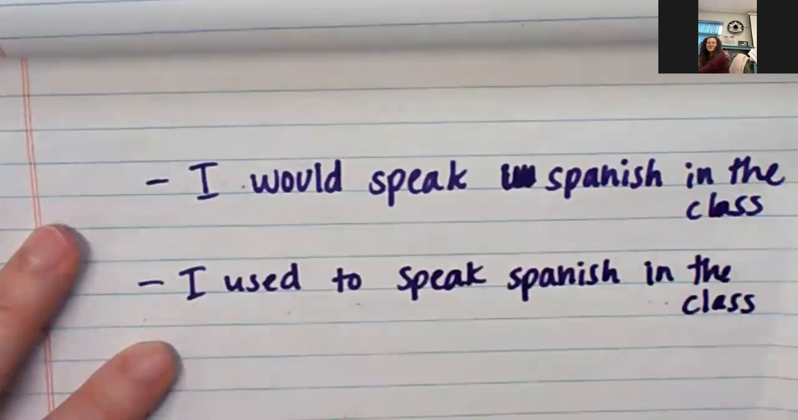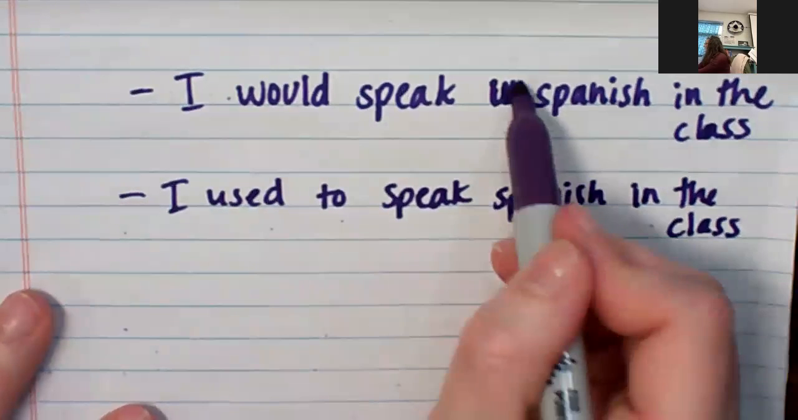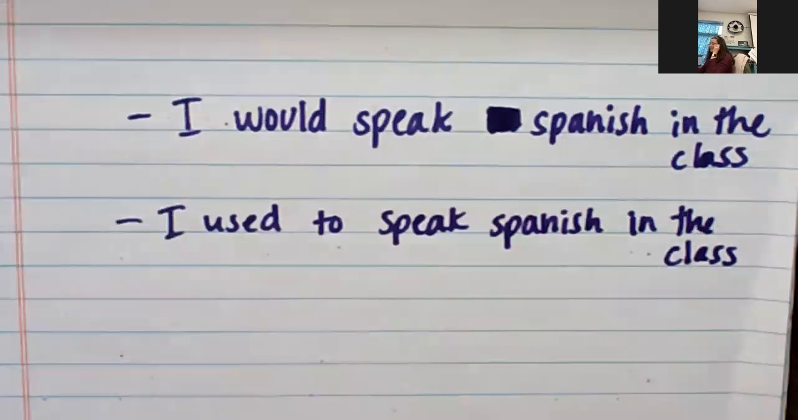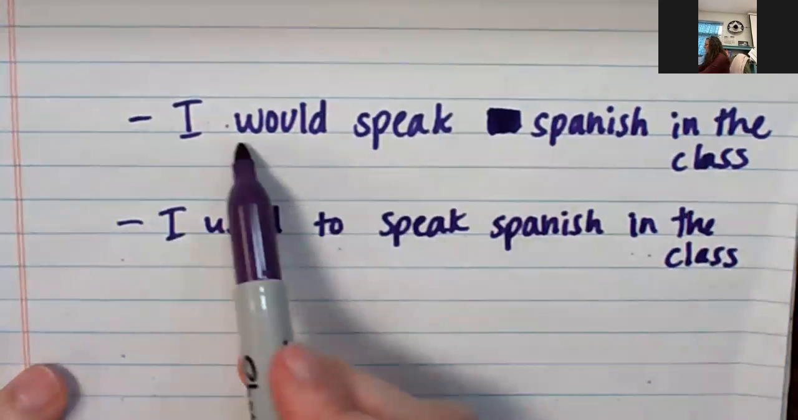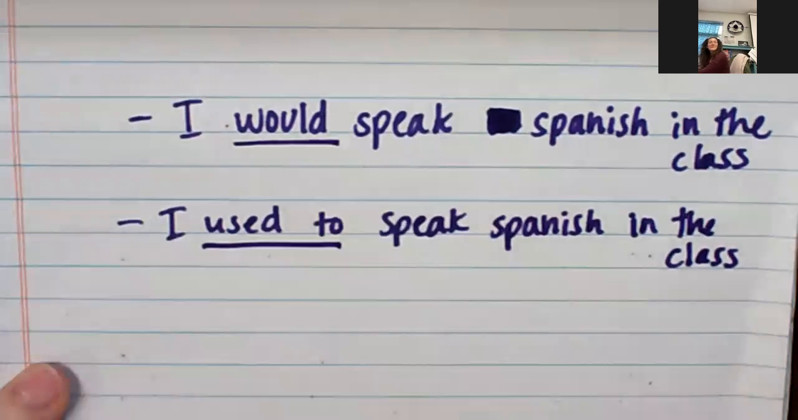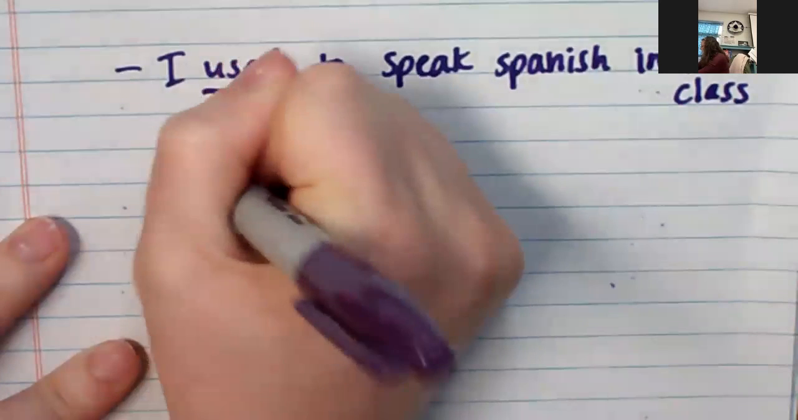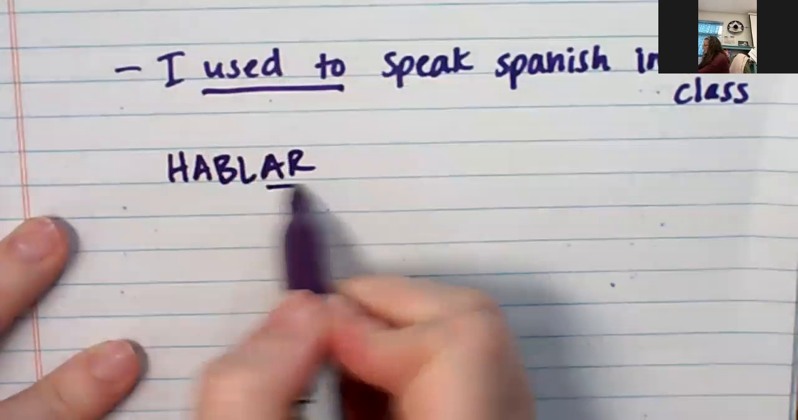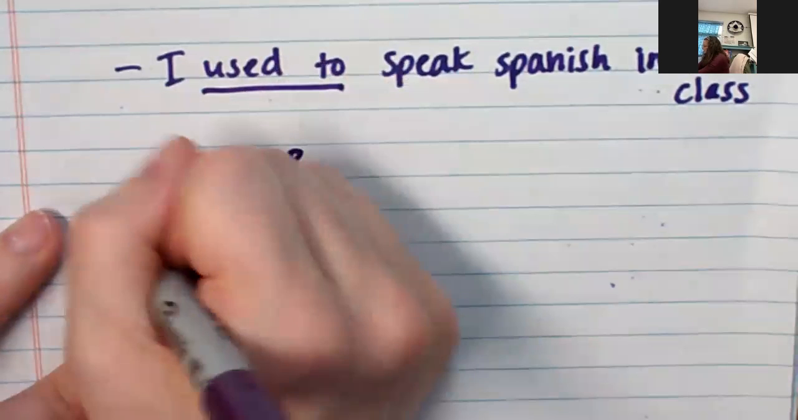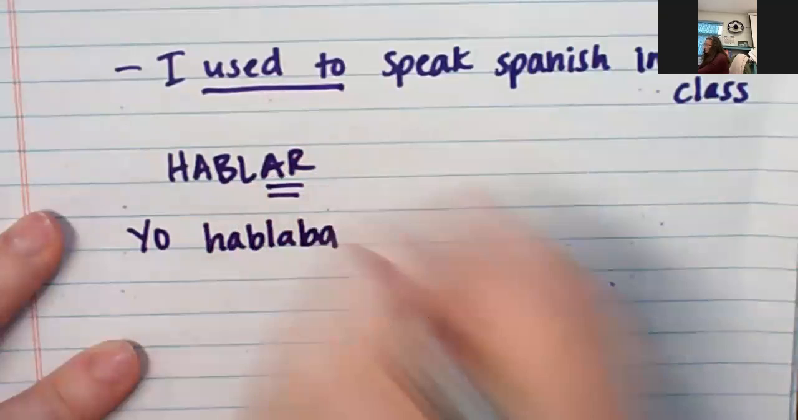And so these both mean virtually the same thing in English. They tell you the same exact idea, even though they do have slightly different words. So we're going to take hablar, which is an AR verb, we're going to conjugate it.